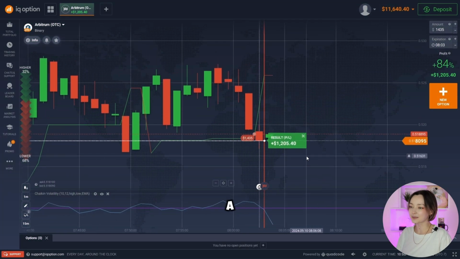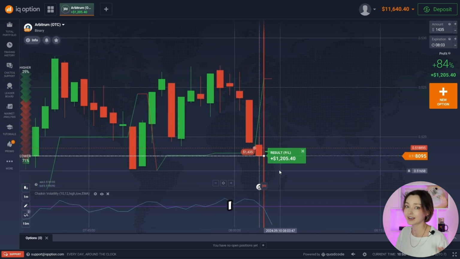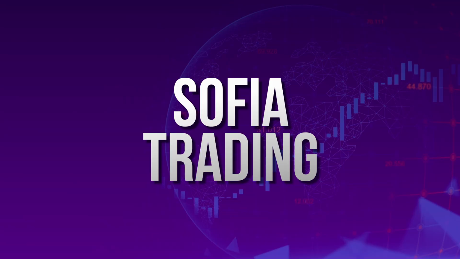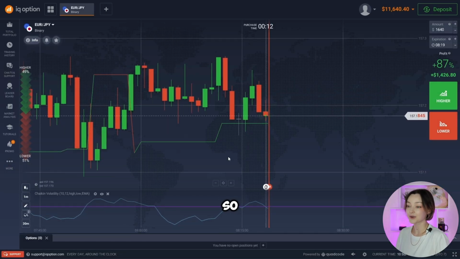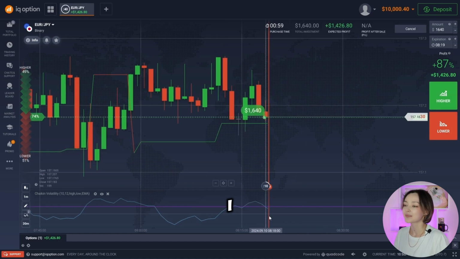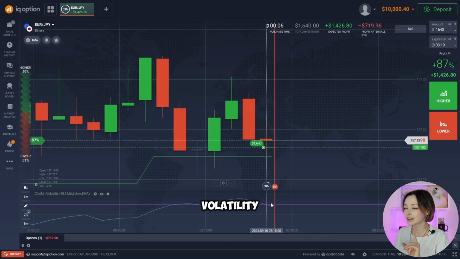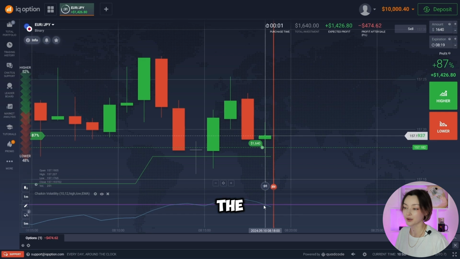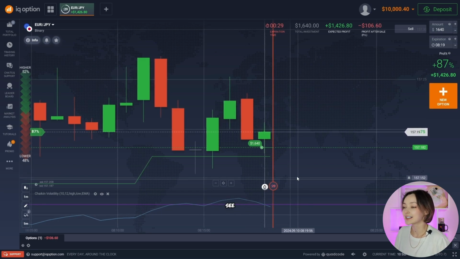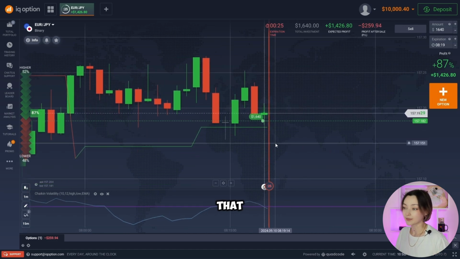So the trade closed in a profit. That's a great result. Let's look at another situation and then I think we'll sum things up. So I found a new situation. I see that the price has approached the level and I also see that the volatility indicator says that the volatility has increased on the market. Let's see what confirming factors we can point out in addition to that.